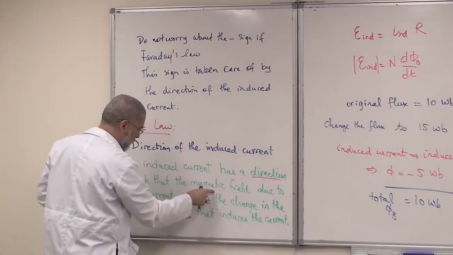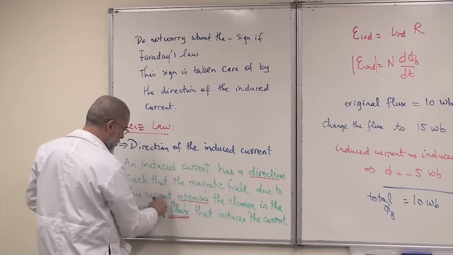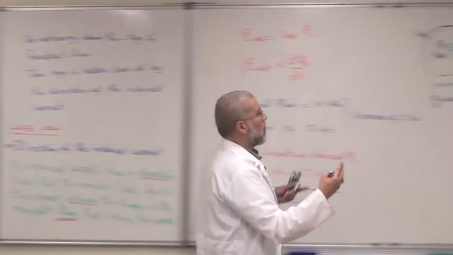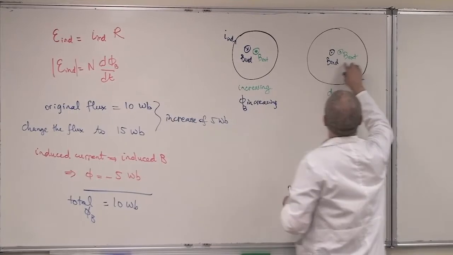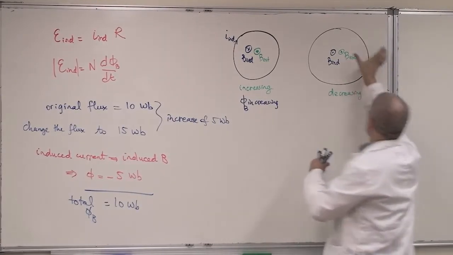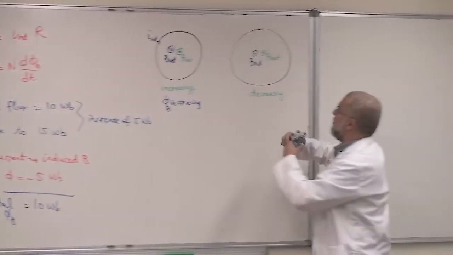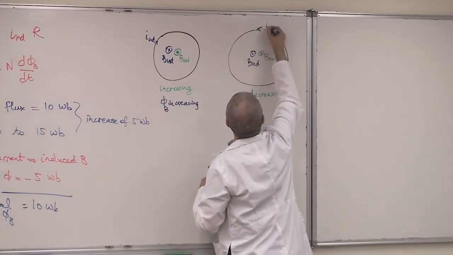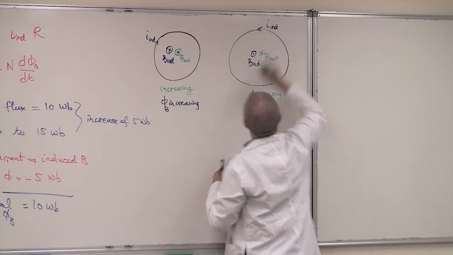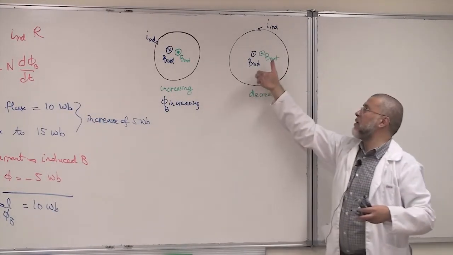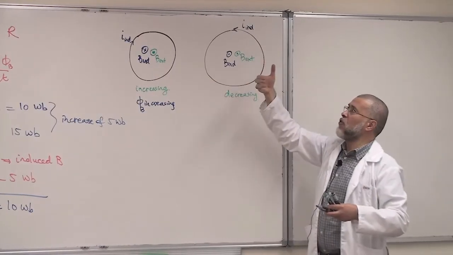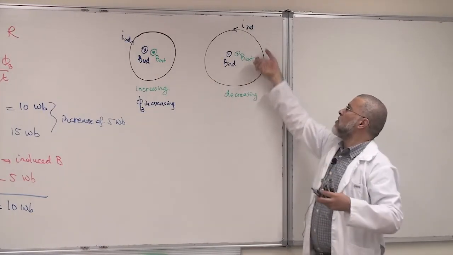So there will be a B induced. That's the magnetic field I'm talking about here, which is due to the current. I'm not drawing the current, I'm drawing the magnetic field first, okay? B induced is out. If B induced is out, it means my current will be counterclockwise here. That's I induced. You put your fingers with the magnetic field, the induced one, and your thumb will be with the current.